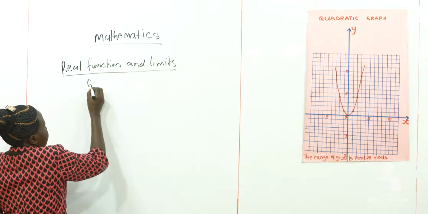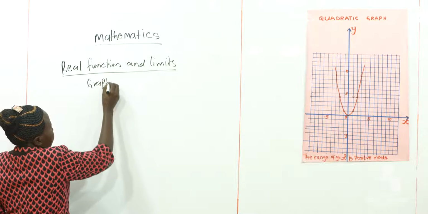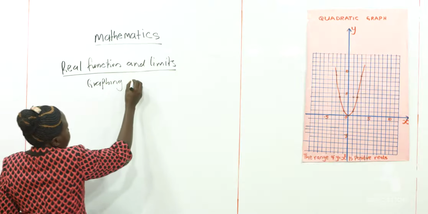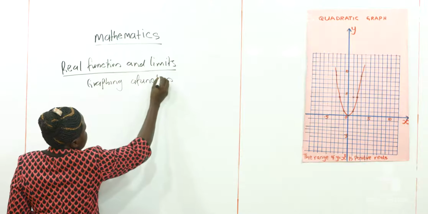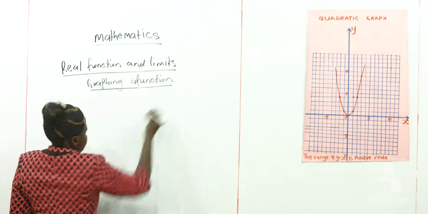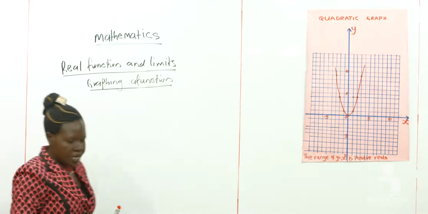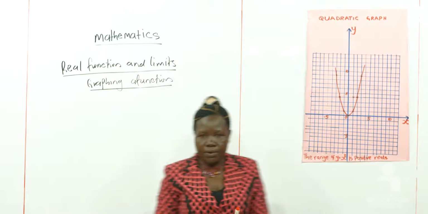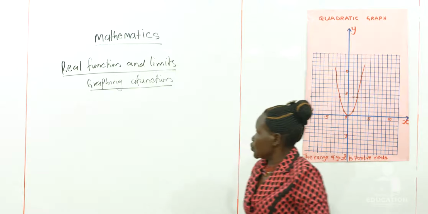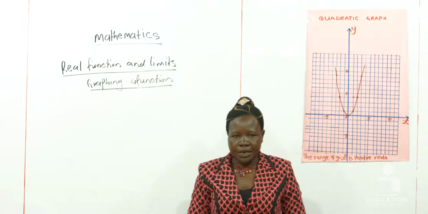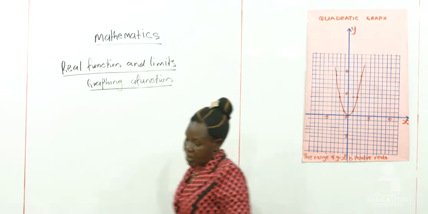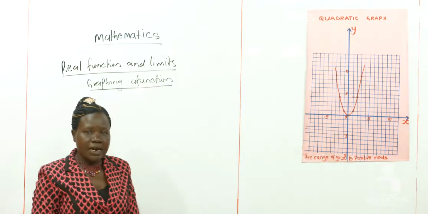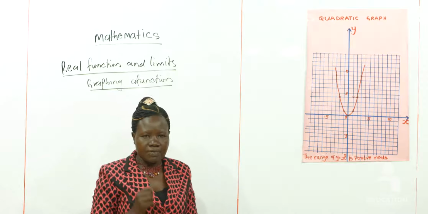The subheading is graphing a function. So this is where we are now. Under graphing a function, we looked at the two types of functions, that is the linear functions and non-linear functions.